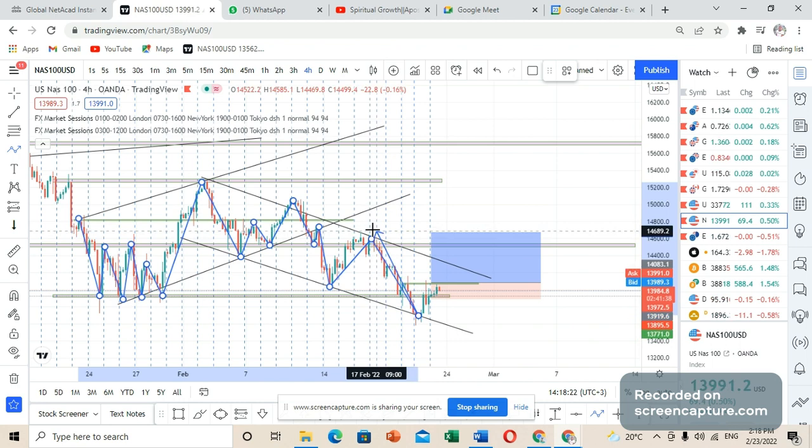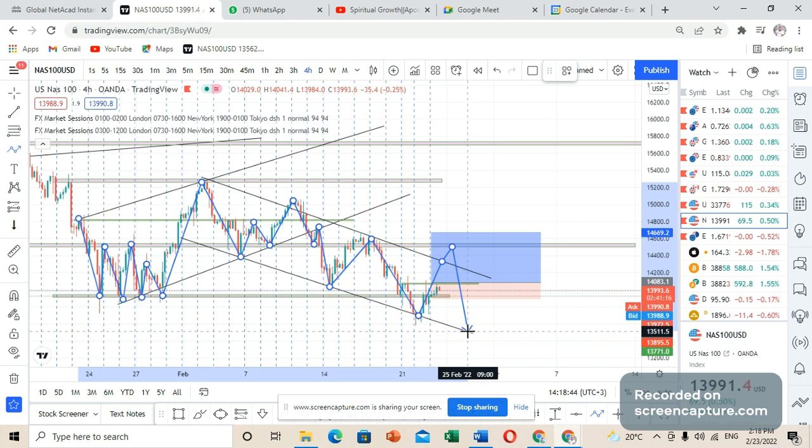So what am I expecting? Since the market has already touched this particular trend line here and this particular trend line, I'm expecting it to move toward the upside. So I'm expecting the market to rise to these particular levels that are here. And then if the market will allow, it may rise to these particular levels before further moving toward the downside to create another lower low. So that is what I'm expecting for the remaining part of the week, that is from the NAS 100.